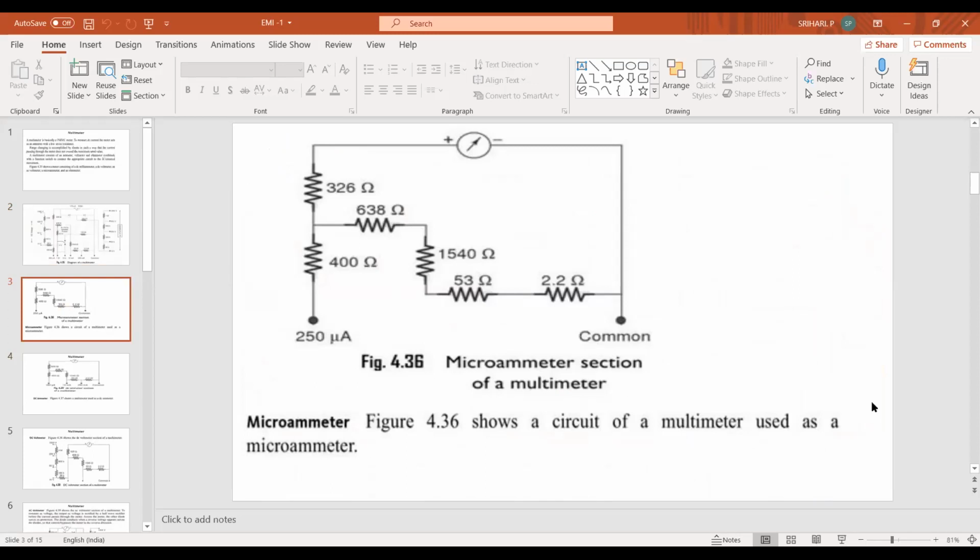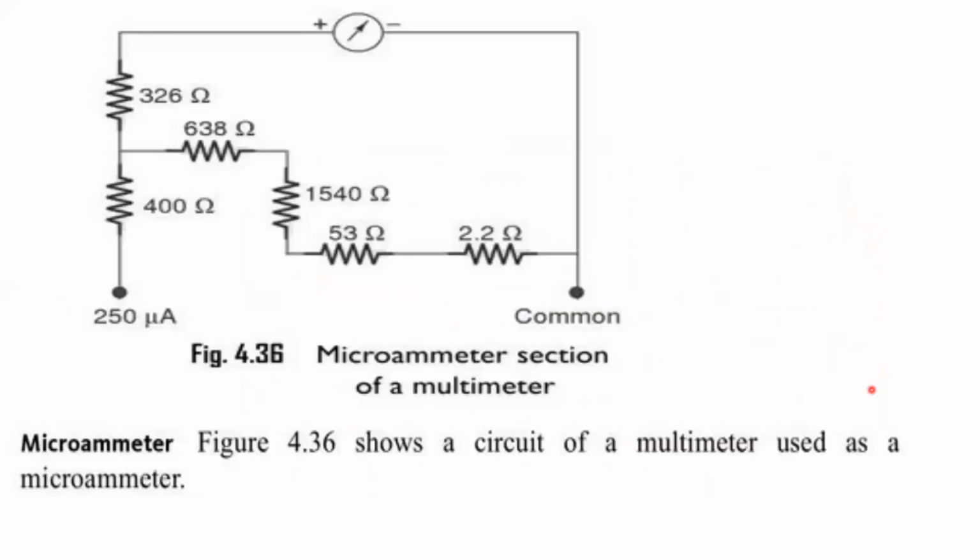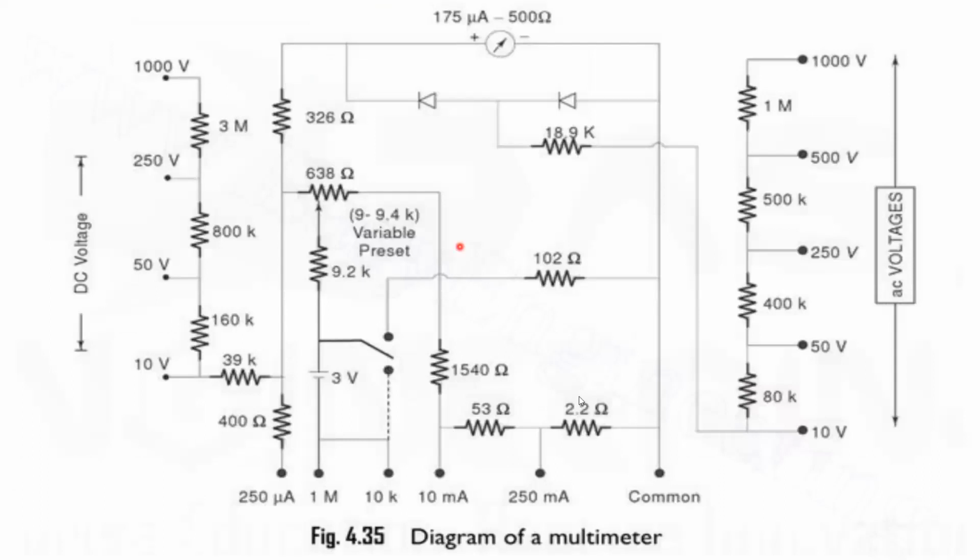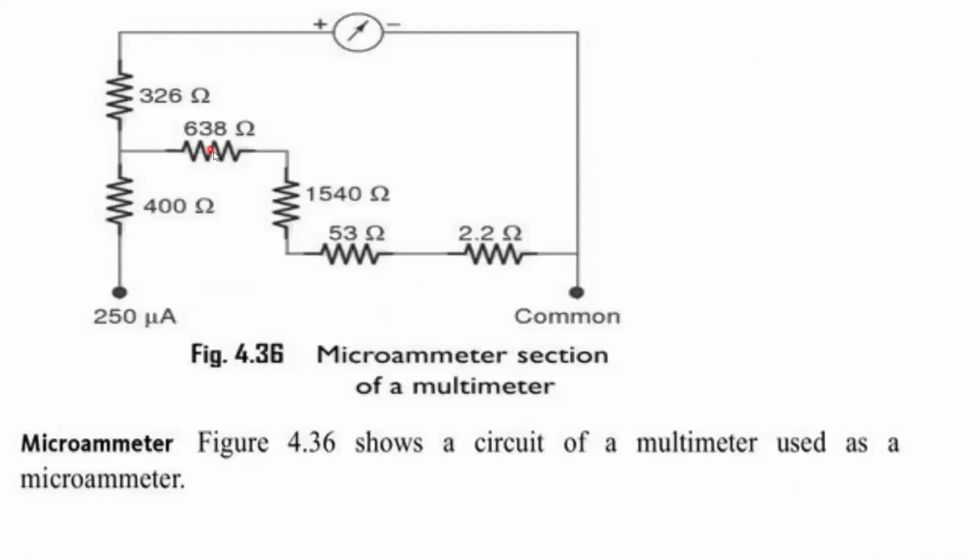This is the microammeter section of a multimeter. In this section, one PMMC meter is connected, and these resistors are also provided here: 326, 638, 1540 ohm, 53 ohm, 2.2 ohm. The maximum range for this microammeter is 250 microamperes, and common is the ground here.